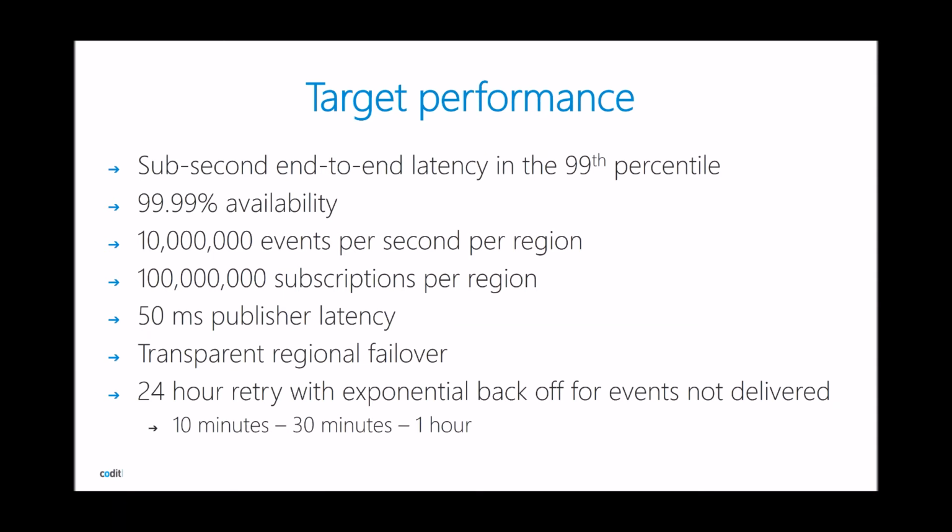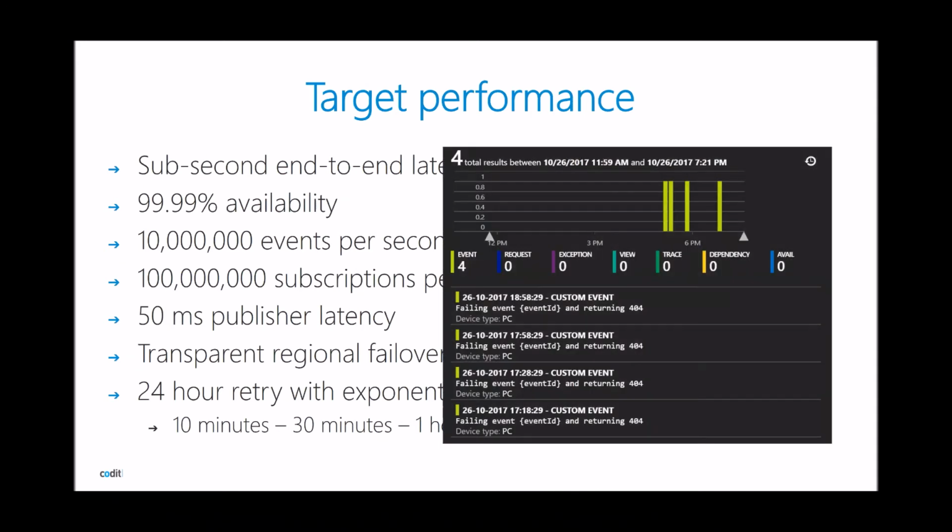So what about performance? It has very low latency. It has availability because this is all managed by Microsoft, and it has Service Fabric under the hood to give you this type of performance. You can have about 10 million events per second per region and 100 million subscriptions per region. So it's pretty scalable. It has transparent failover capability, and also a retry mechanism using an exponential backoff. So the TTL of an event is 24 hours, and within the 24 hours, it will do this exponential backoff, so like 10 minutes, 30 minutes. Something is depicted here in an application inside Trace Stack, as you can see. So that's how it will work.